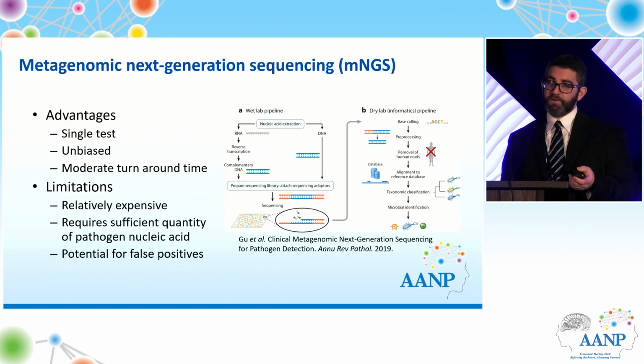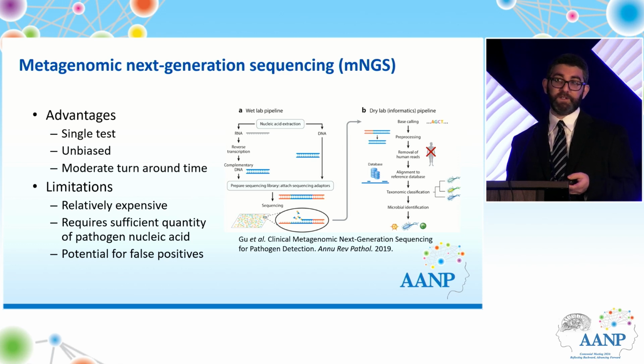So if you're not familiar with next generation sequencing for metagenomics, it is a very powerful tool that basically you can do RNA or DNA sequencing of everything in a sample, and then bioinformatically remove all the human reads and try to interpret whatever is left. There are many advantages. It's a single test. It's theoretically unbiased and can detect anything. And it has a moderate turnaround time. It can be as quickly as a couple of days if you have a good pipeline set up, and it can be much longer if you don't.